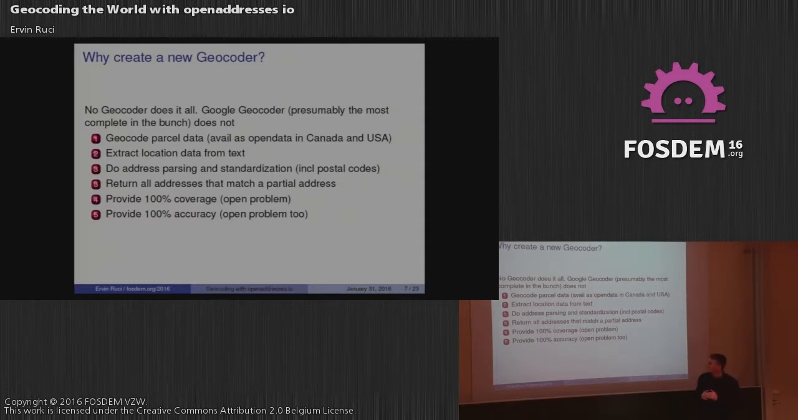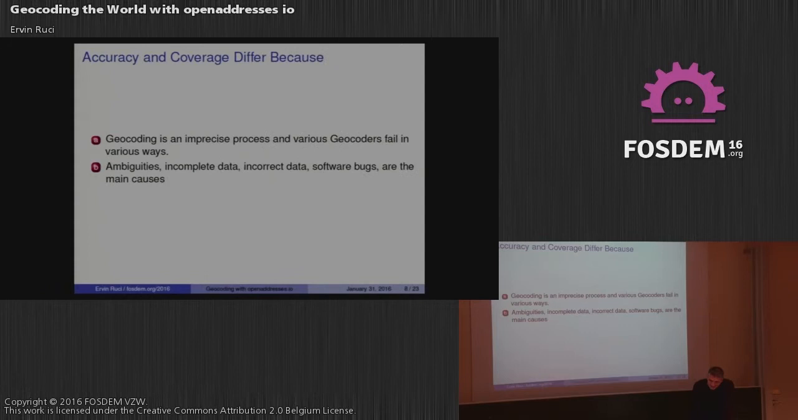And there are points 4 and 5, which are the most important. Nobody provides 100% coverage, and nobody provides 100% accuracy. Not even Google. The reasons are, geocoding is imprecise by definition, and usually many problems come from bad data, garbage in, garbage out. But even with good data, sometimes you have ambiguities. For example, in Toronto, I live in Canada, so Toronto is a big city now, it's merged with other cities and become a big metropolitan area. And you have two different streets with the same name but in different areas of the city. So there's an ambiguity. So these are the reasons why we need to keep working on this problem and make it better.